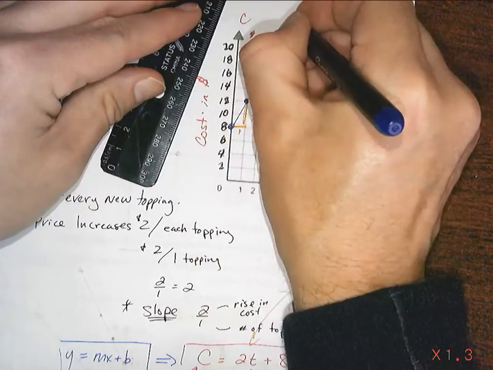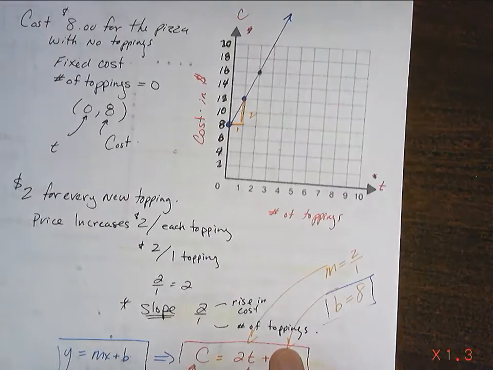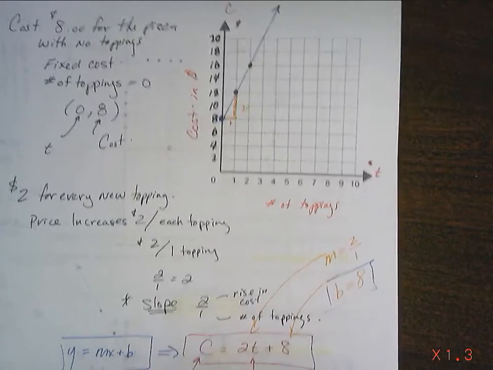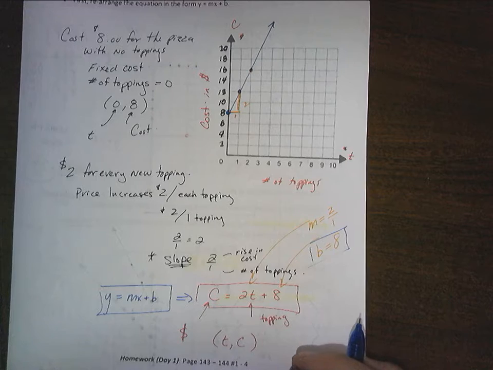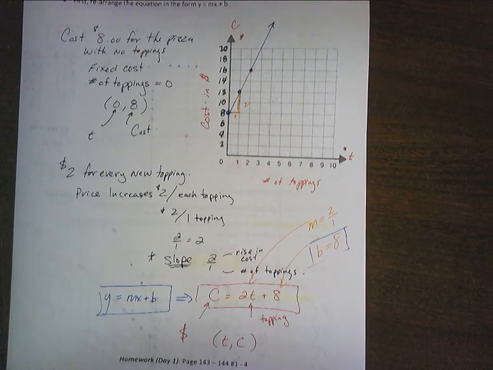Comes down like this, and there is my graph. So that's how your cost is increasing versus toppings. And we did it without a table of values. And it's the same thing. Now, I do have a couple of questions that I want you to think about.